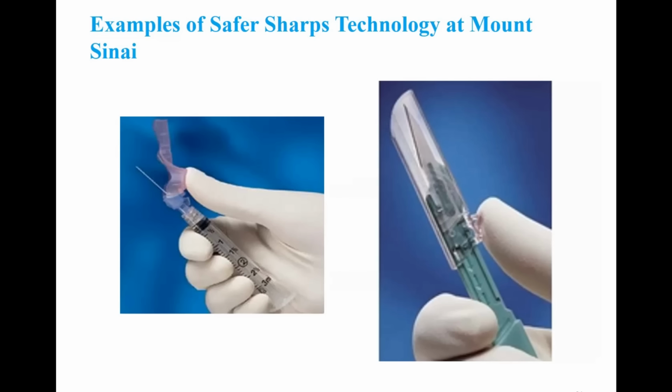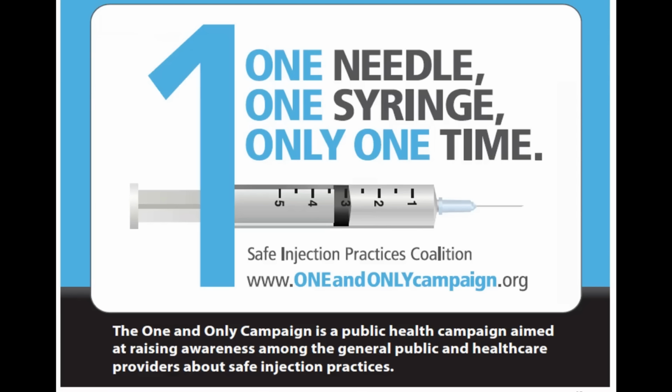Another example of safe sharps at Mount Sinai Hospital: the image on the left is a safety injection needle with a thumb closure. The image on the right is a safety scalpel with a thumb closure. To note, we always use one needle, one syringe, one time. We cannot keep needles or syringes to use them again.